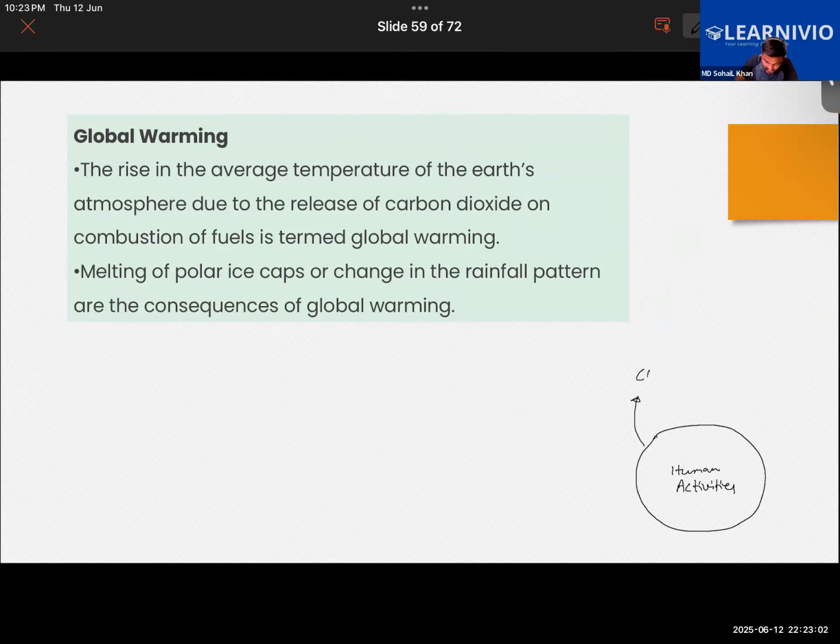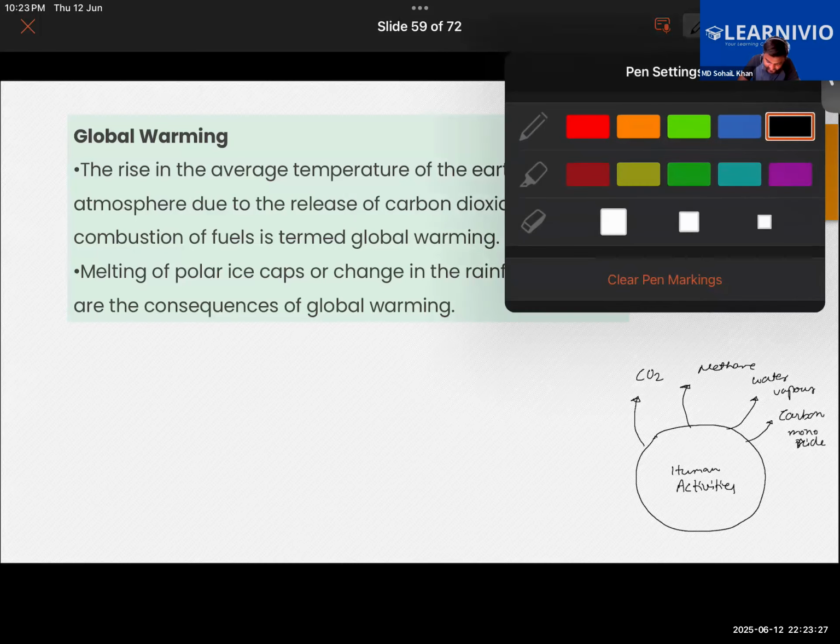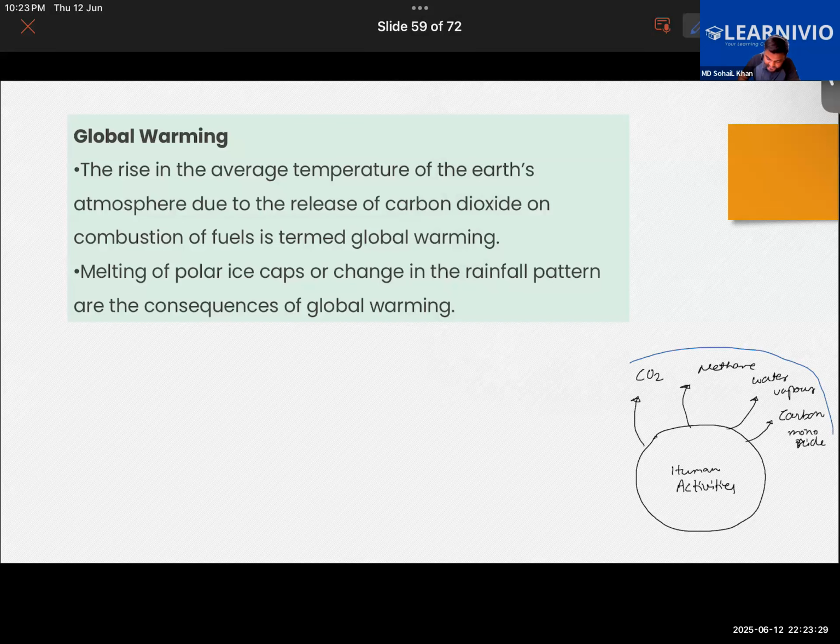So gases like carbon dioxide. Gases like methane. Then also gases like water vapor. Water vapor also is responsible for global warming, by the way. Then further gases like carbon monoxide. Now, these gases which I have listed here, they are called greenhouse gases. What do we call them, Abu Bakr? Greenhouse gases.